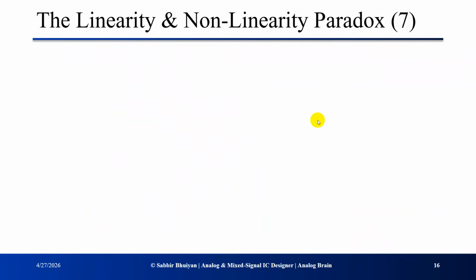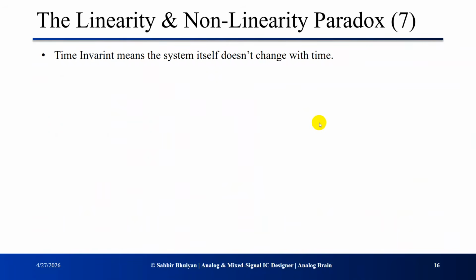Now we'll do some work on time invariance. So what is time invariant? Time invariant means the system itself doesn't change with time. If x(t) gives y(t), then x(t minus t0), a delayed input, gives y(t minus t0). What I mean is, the same delay in the input gives the same delay in the output. The system does not care when you apply the input. Its behavior is fixed.